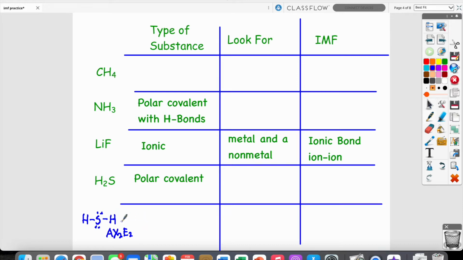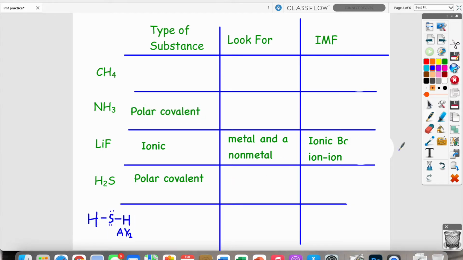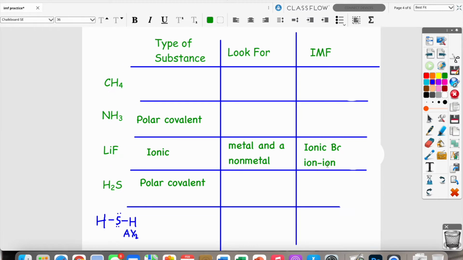And so it is asymmetric. So this guy is bent, and so we know that it is going to be polar. So you're looking for something like this, you're looking for asymmetry, or you're looking for unequal bonds. It doesn't have to be both, but it does have to be one of them. Now the question is, what about this guy?